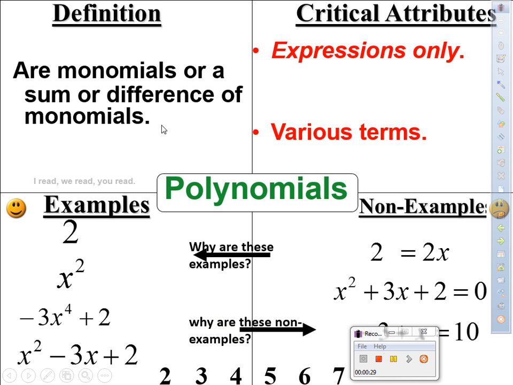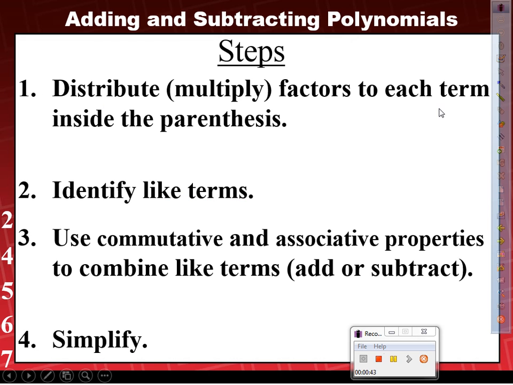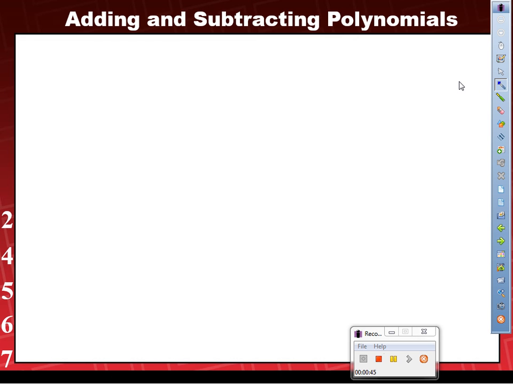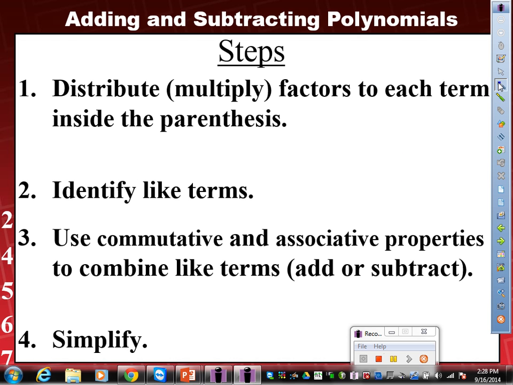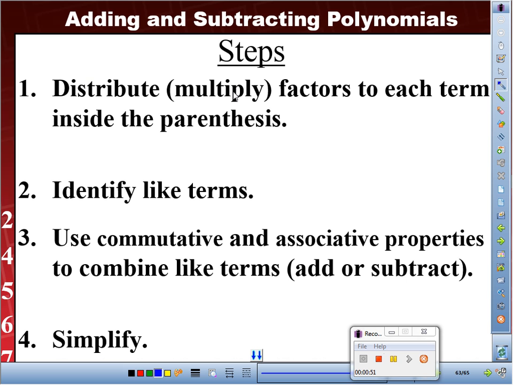We know that polynomials are monomials, or sums and differences of monomials, yes? And then I gave you these examples for polynomials, these for non-examples, and we said that they are expressions only with various terms, okay? From there, I gave you some steps, and you wrote them down: first, distribute, which is to multiply; step 2, identify like terms; use commutative and associative properties to combine like terms, which is add and subtract; and at the end, simplify. Those are my 4 steps.